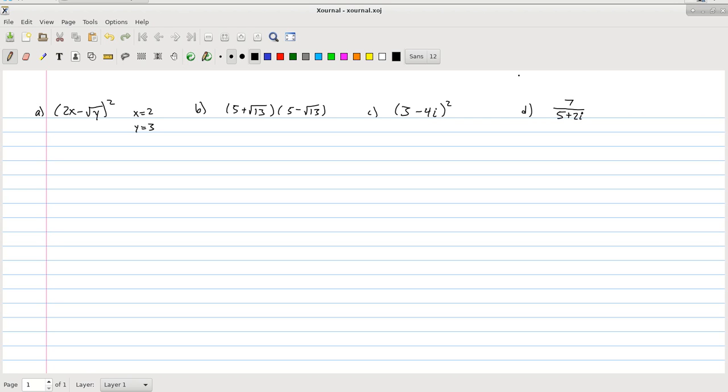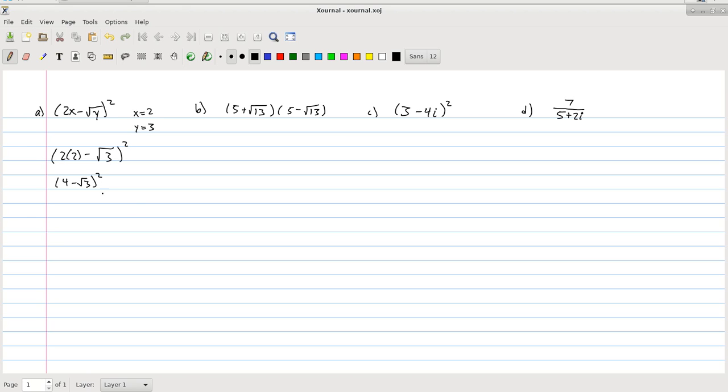Simplify each of the expressions. A, the square of 2x minus radical y, where x equals 2 and y equals 3. The first thing to do here is to replace x with 2 and replace y with 3. So this gives us 2 times 2 minus the square root of 3, all squared. Let's simplify the inside a little bit more. This becomes 4 minus radical 3 squared.